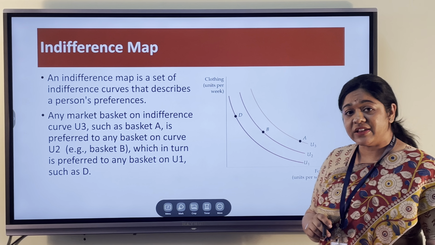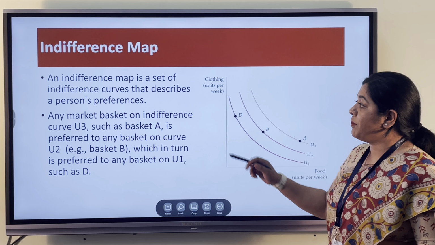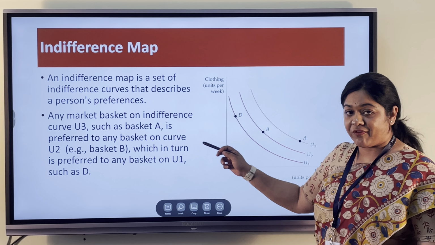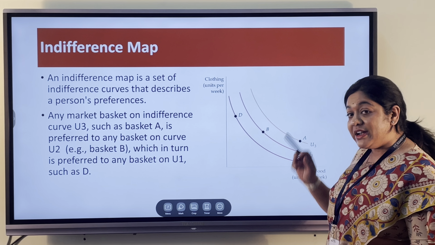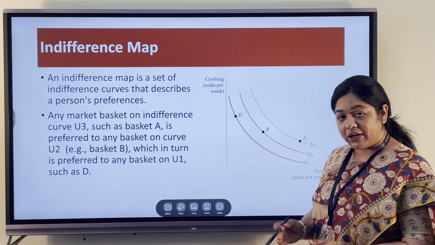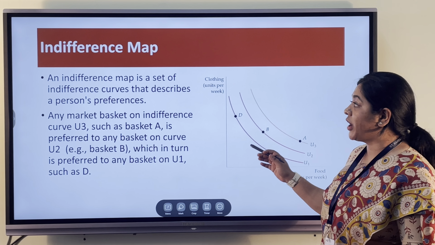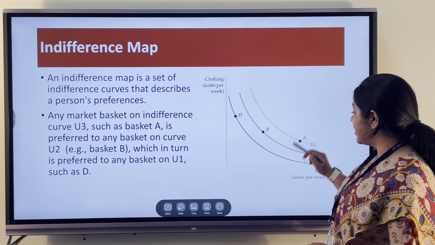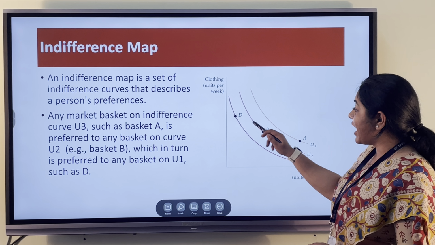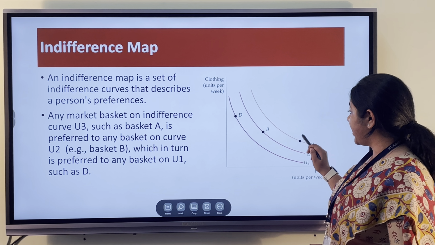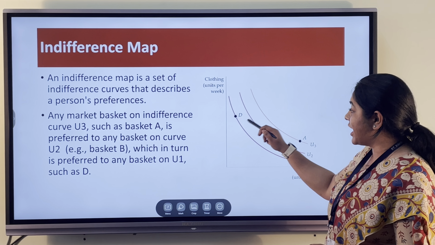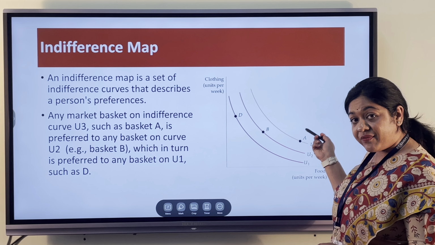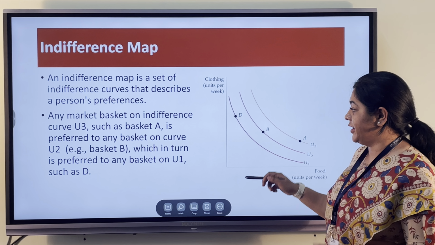Then we talk about the indifference map. An indifference map is a set of indifference curves that describes the consumer preferences. So, if we have multiple indifference curves in one graph, that is known as an indifference map. Here we see that there are three indifference curves, U1, U2 and U3, and we can compare the three points A, B and D on the different indifference curves. So, we can say that the higher the indifference curve, the higher will be the utility.